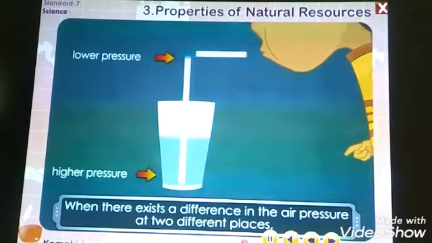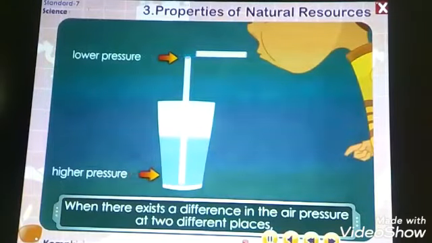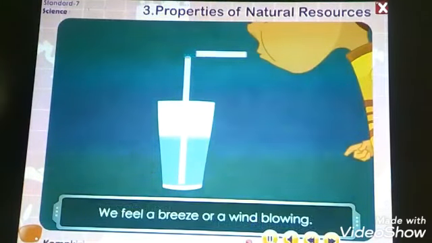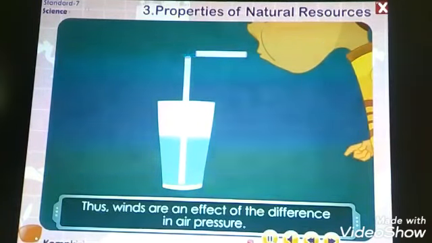When there exists a difference in the air pressure at two places, the air starts moving from the place of higher pressure to the place of lower pressure. We feel a breeze or a wind blowing. Thus, winds are an effect of the difference in air pressure.